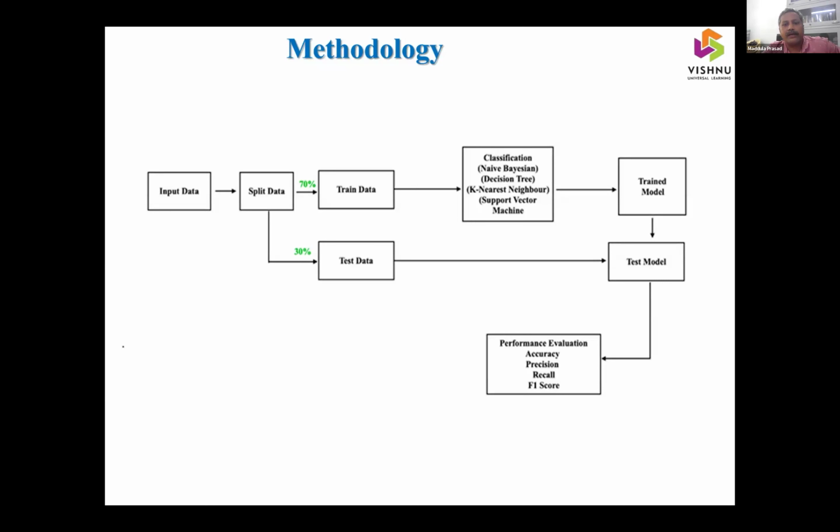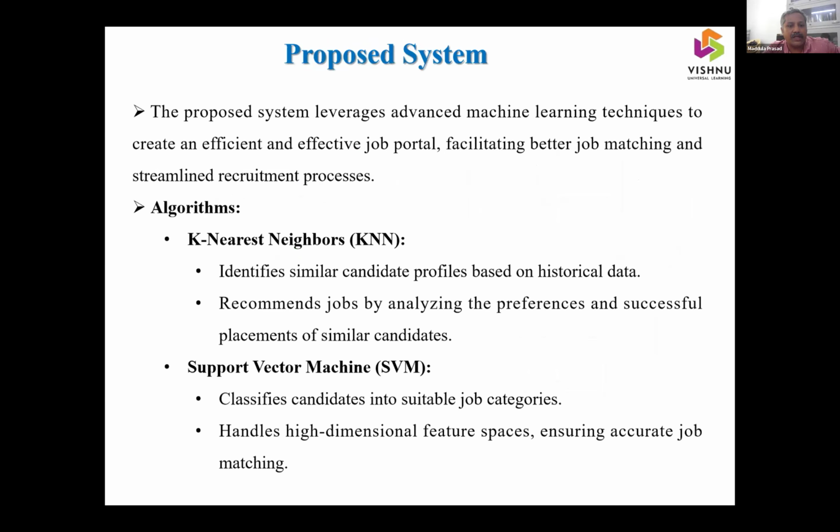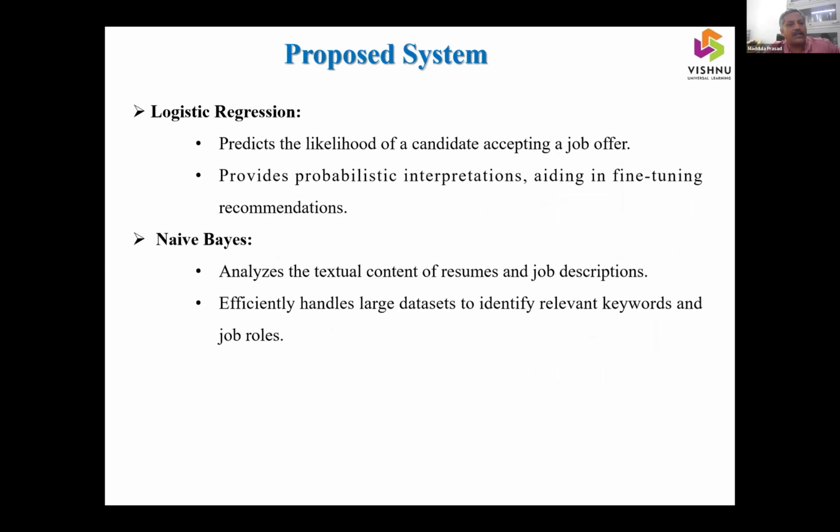On the train data, we applied the 4 algorithms. Actually, while we were submitting the paper, it was 3. Later, they added 1 more. So here: k-nearest neighbors, SVM, logistic regression, and Naive Bayes. These are the 4 algorithms we applied for making the job recommendation system based upon the train data.